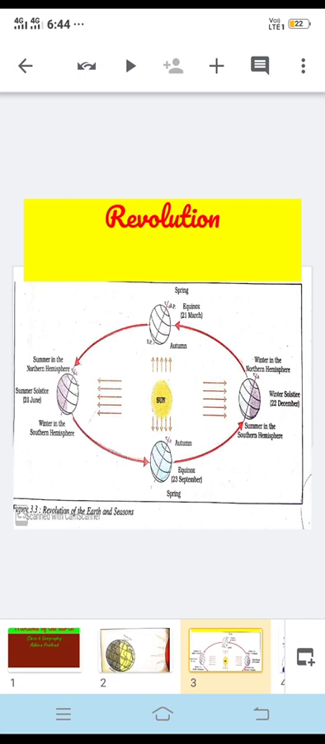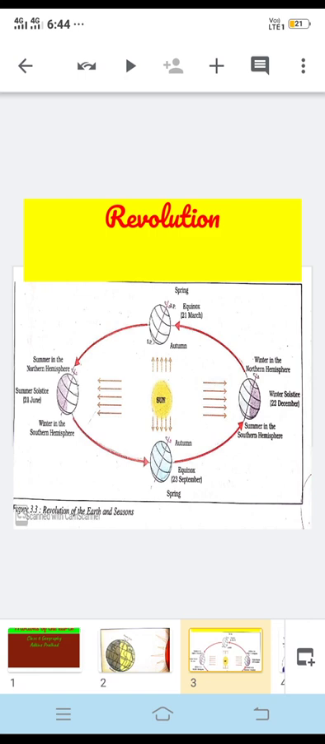Okay, so I hope you must have understood these two concepts of rotation and revolution and the result of this. The result of rotation is what? Day and night. The result of revolution is the change in the year and even the change in the seasons.